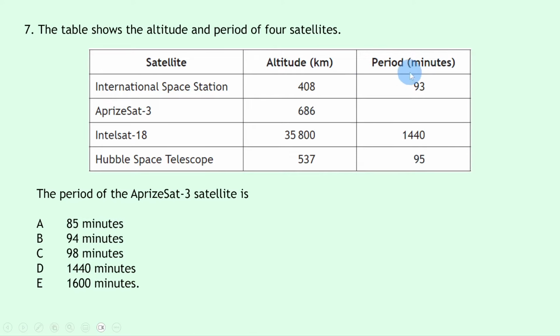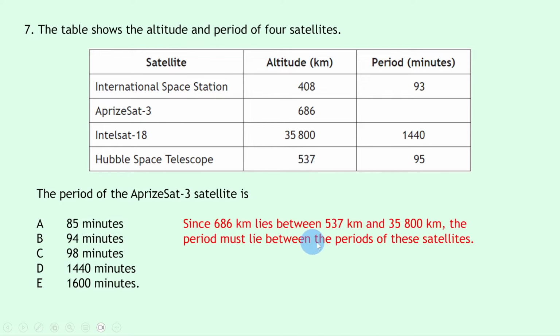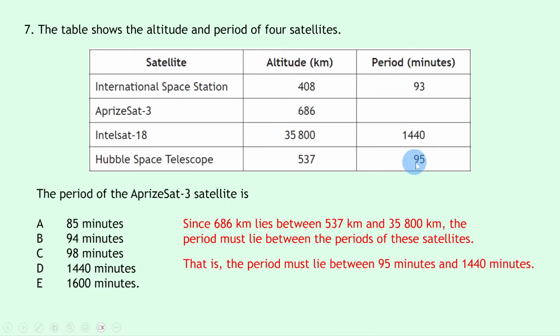So what we need to do here is look at the patterns of the numbers. So we've got 686 kilometres for the satellite that we're interested in, and we need to predict its period. And remember, there's only going to be one right answer here. So we can say that since 686 kilometres lies between 537 kilometres, which is this one, and 35,800 kilometres, which is our next highest one, the period must lie between the periods of these satellites. That is, the period must lie between 95 minutes and 1,440 minutes. And if we look at our options, the only one between 95 and 1,440 is C, 98 minutes.